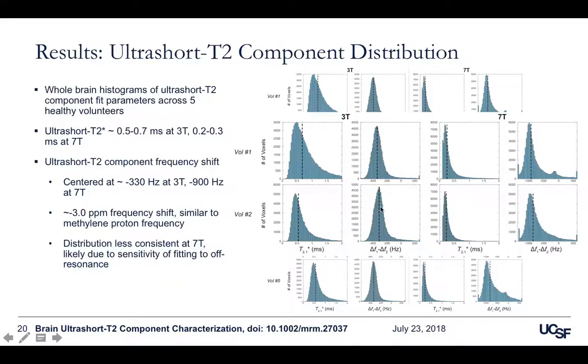And then the frequency shift was centered approximately at minus 330 hertz at 3T, minus 900 hertz at 7T. This corresponds to a 3 ppm shift from water. This is very similar to the methylene proton frequency. And you can see in general the distributions are not as clear or as clean at 7T, likely due to some of the challenges of off-resonance.